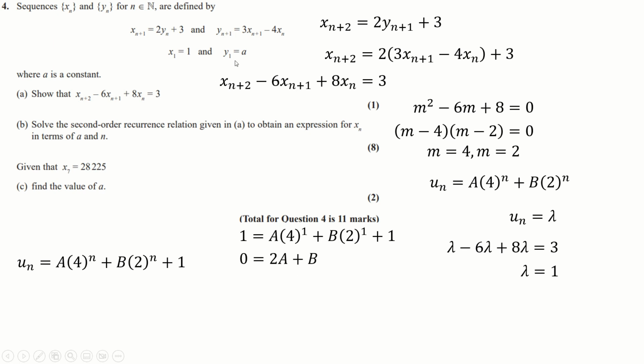Now, this one's slightly hard to deal with. y1 equals a means if I put n is 0 in here, I'll get y1 equals 3x1 minus 4x0, but y1 is a, so I can replace that with an a. But I also know x1 is 1, so I'll replace that with a 1. And x0 is what happens when you put 0 into here. Put 0 into here, and you just get, well, that's 0. Sorry, that's 1. So you just get a plus b plus 1. And you can rearrange that to be this.